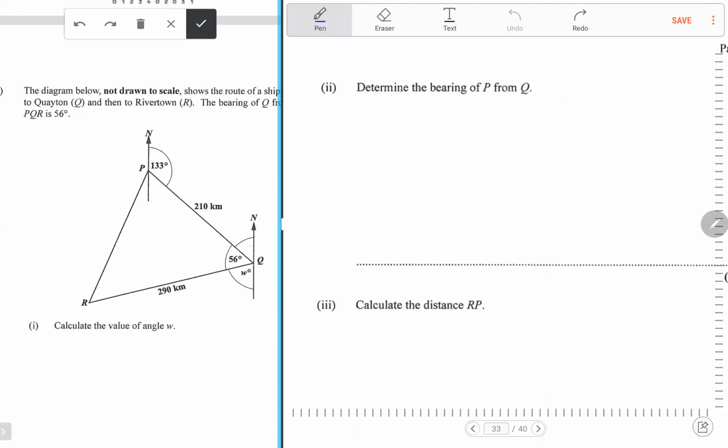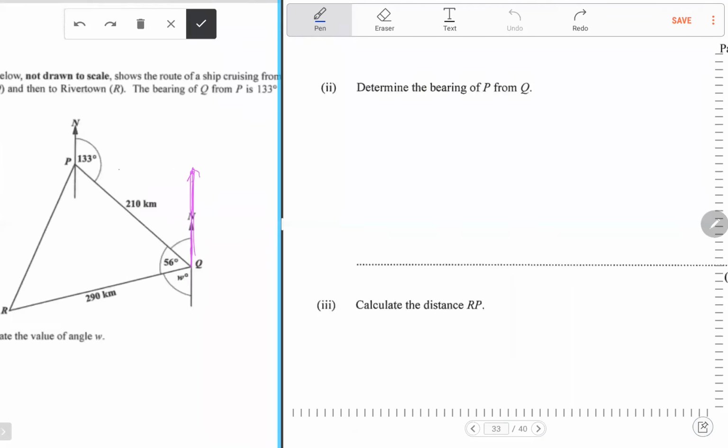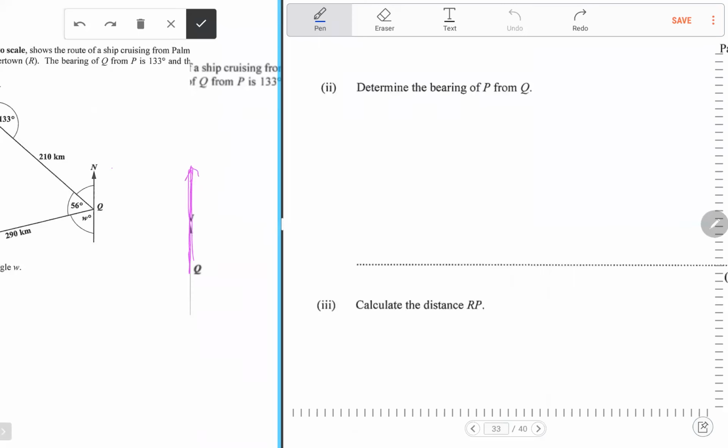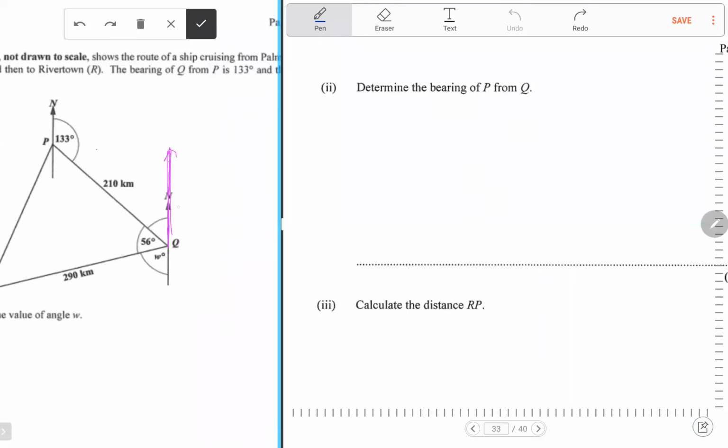Right. So you want the bearing of this point from this point. All right. So you have to face north first at the from position. That's the from position. Face north first. And it's the angle through which you have to turn to the right. The angle through which you have to now turn to the right to face P. That's the bearing angle of P from Q.